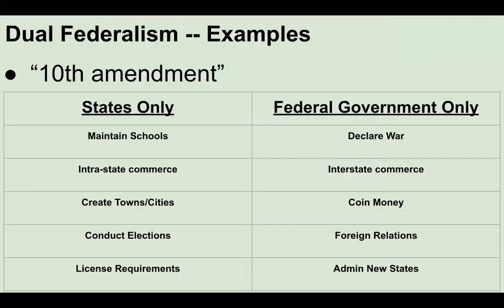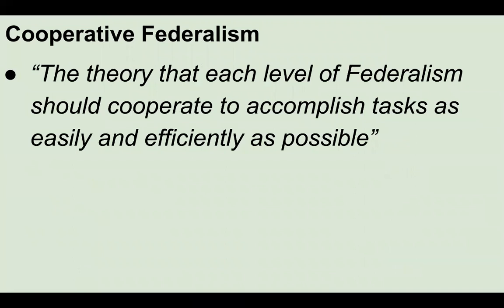And some examples, these I'm sure you're already familiar with, so I won't belabor them too much. For example, states are responsible for schools and the federal government is responsible for war. States deal with intra-state commerce, or commerce within their state, whereas the federal government deals with interstate commerce, or commerce between the states, etc. Obviously feel free to look over the rest of these, but I'm sure you already are aware of them because we've gone over these.